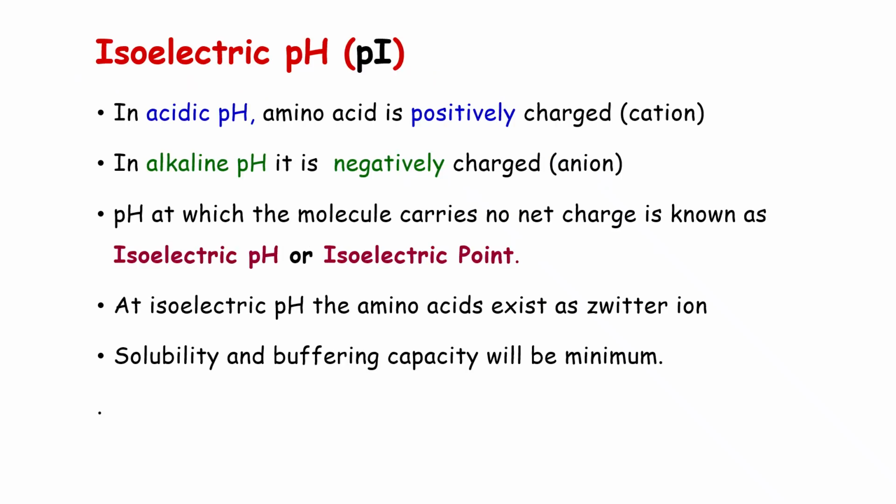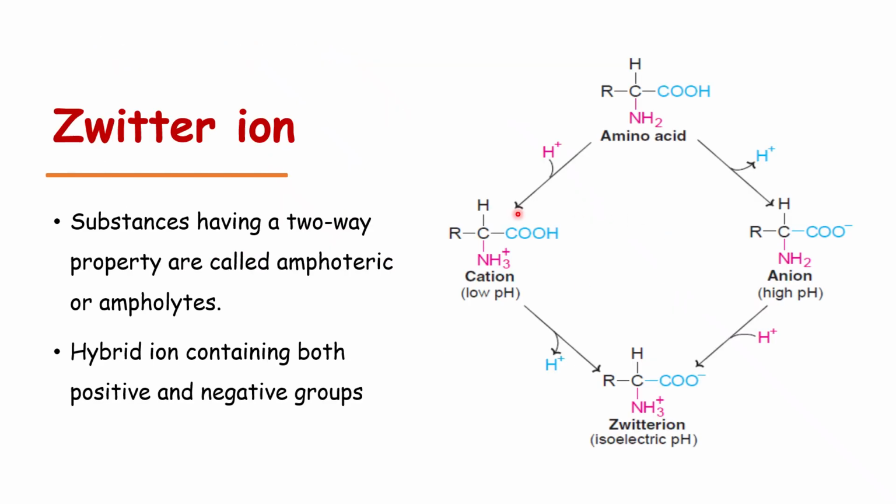Isoelectric: this is a very important 2-mark question, or sometimes they may ask for 4 marks also in subdivisions. Better read that and write it neatly. This slide is more than enough. At acidic pH, the amino acid is positively charged. At alkaline pH, it is negatively charged. At the point where it carries no net charge, it is known as isoelectric pH or isoelectric point. At isoelectric pH, the amino acid exists as a zwitter ion, and the solubility and buffering capacity are minimum at that point. In this topic, you have to draw the diagram to get full marks.